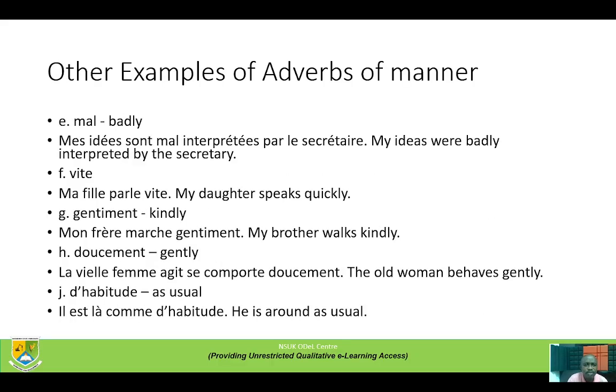Other examples of adverbs of manner. Mal, badly. Mes idées sont mal interprétées par le secrétaire. My ideas were badly interpreted by the secretary. Vite means quickly. Ma fille parle vite. My daughter speaks quickly. Gentiment, kindly. Mon frère marche gentiment. My brother walks kindly.